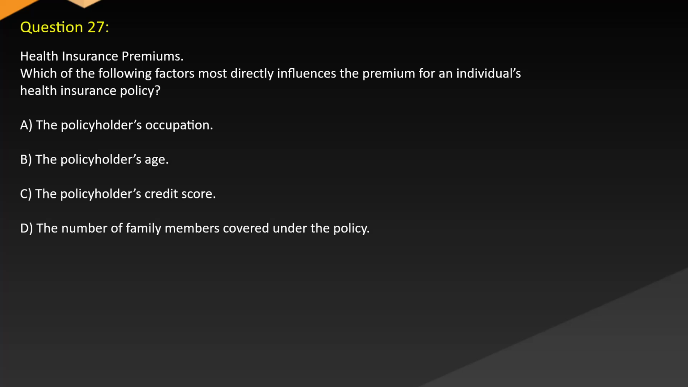Question 27. Health insurance premiums. Which of the following factors most directly influences the premium for an individual's health insurance policy? A. The policyholder's occupation. B. The policyholder's age. C. The policyholder's credit score. D. The number of family members covered under the policy.